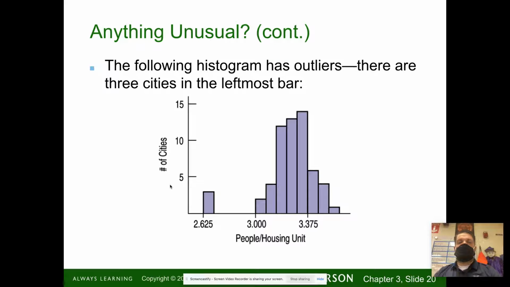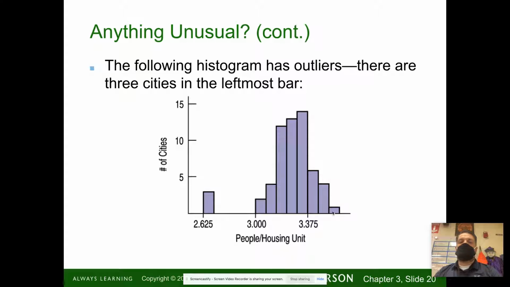Now, what is this information about? Well, this is about people per housing unit. This represents the number of cities, so it's probably the average for the city, people per housing unit, people per home or whatever. This is like 2 people. So it looks like there are 3 to 4 cities where the average is 2 people.